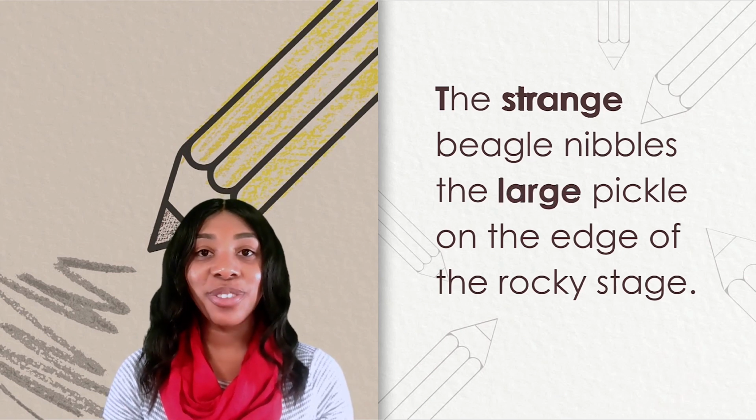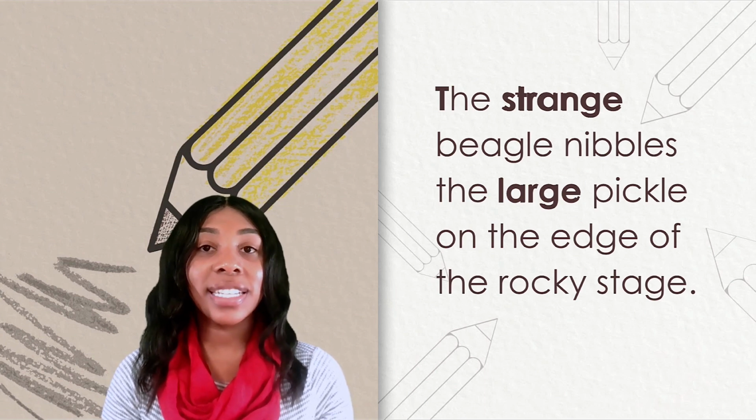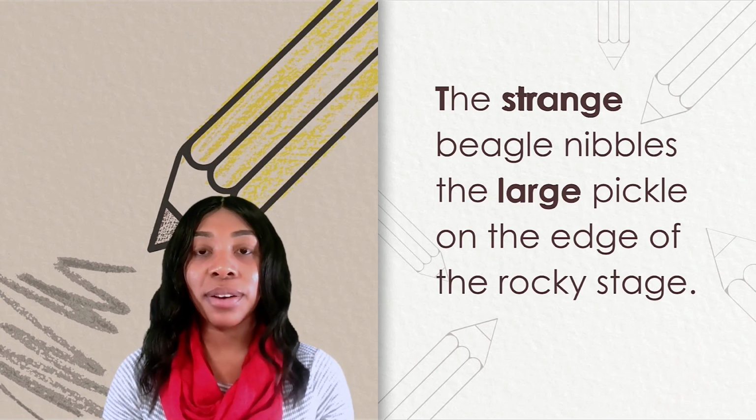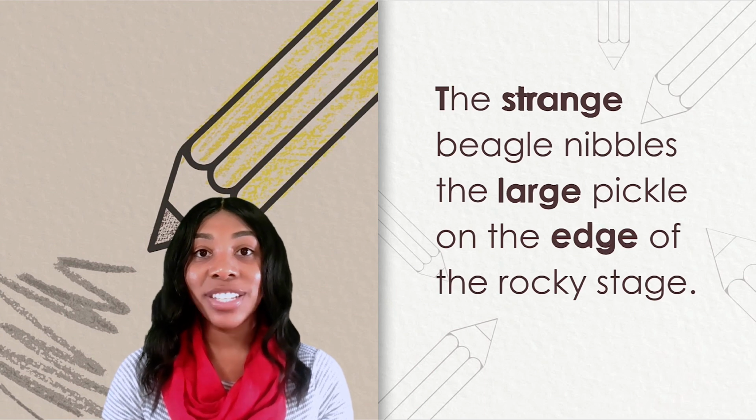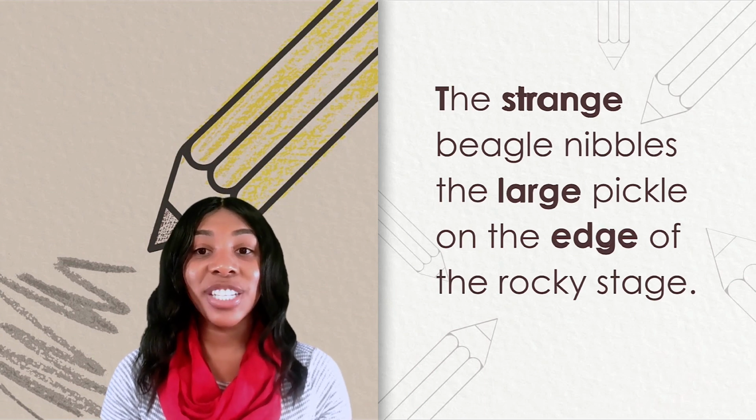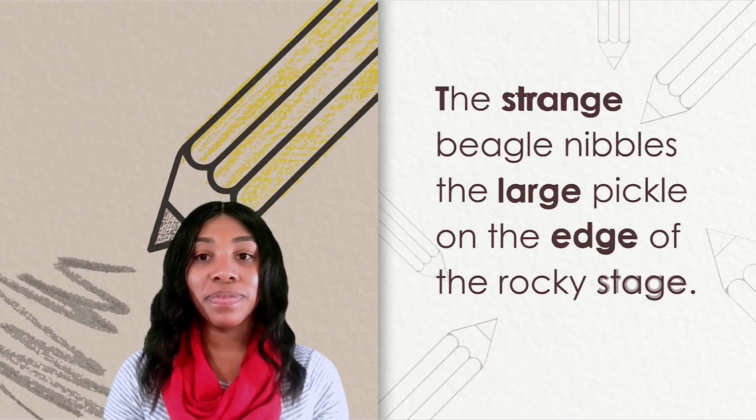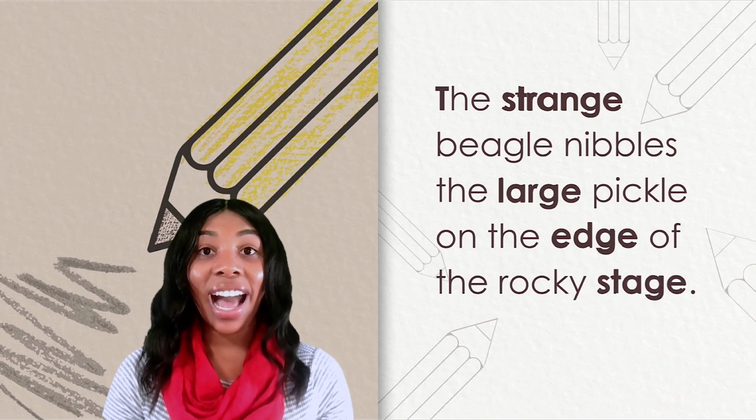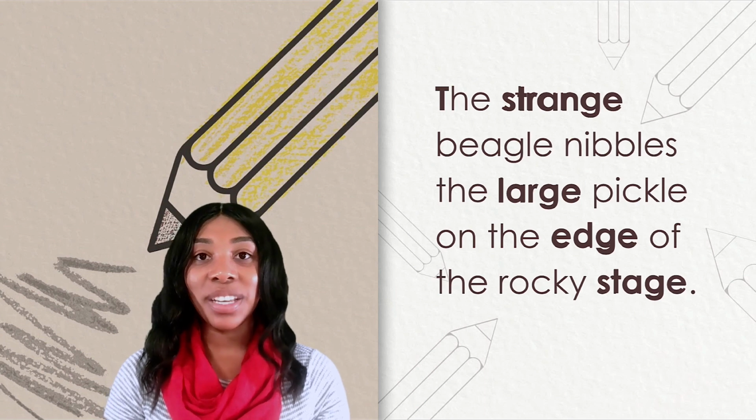Large. I use GE for this word because it comes after an R-controlled sound. Edge. I use DGE because it has a short vowel sound in the word. Stage. I use GE at the end because it has a long vowel sound in the word.